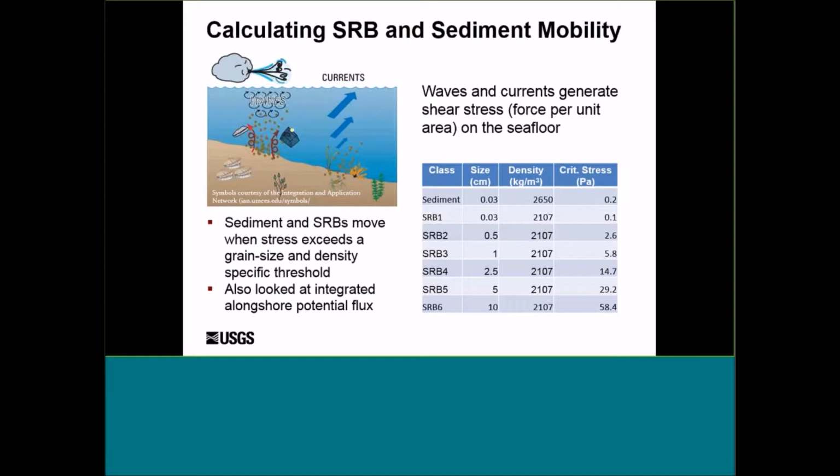The other thing we looked at was integrated alongshore potential flux. This is a big phrase, right? All it means is that I can't tell you exactly where SRBs are going because I can't tell you exactly where they started. We know it covered a large extent of Florida to Louisiana, but I can't tell you where one particular one started, so I can't track exactly where it went through my model.